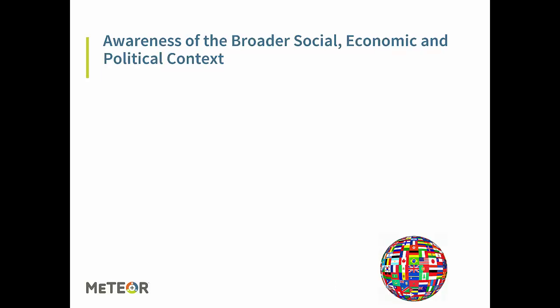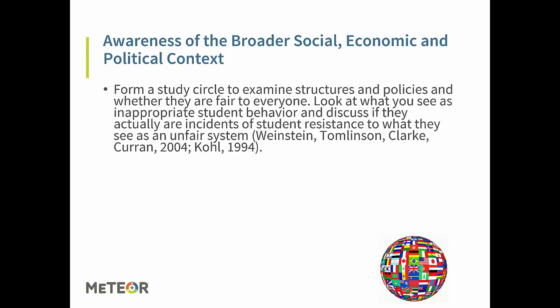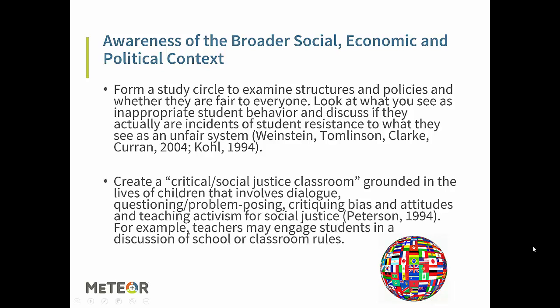The third part of culturally responsive classroom management is awareness of the broader social, economic, and political context. Teachers can engage each other and their students in conversations about real issues that touch their lives. They might form a study circle to examine structures and policies and whether they are fair to everyone. Look at what you see as inappropriate student behavior and discuss if they actually are incidents of student resistance to what they see as an unfair system. Create a critical social justice classroom grounded in the lives of children that involves dialogue, question and problem posing, critiquing bias and attitudes, and teaching activism for social justice.